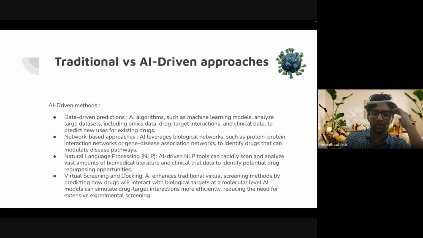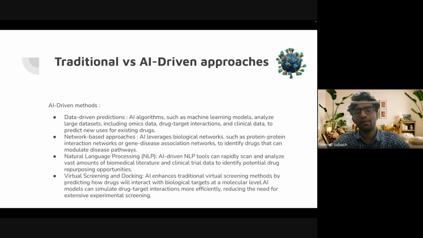And another method is virtual screening and docking. So AI enhances traditional virtual screening methods by predicting how drugs will interact with biological targets at a molecular level. So you would have come across something called gene ontology. Gene ontology is nothing but looking into the molecular function, the biological process, and the cellular components that go into deciding if a certain protein is interacting with another protein.